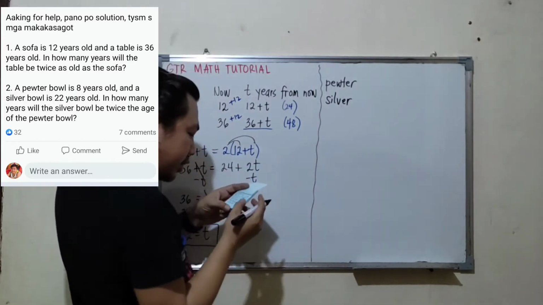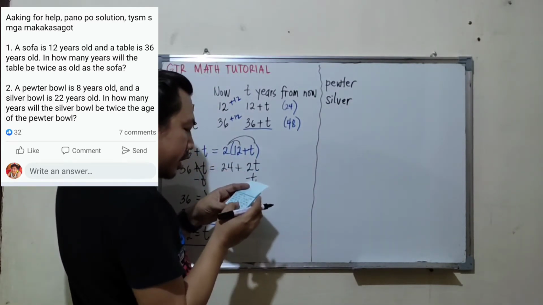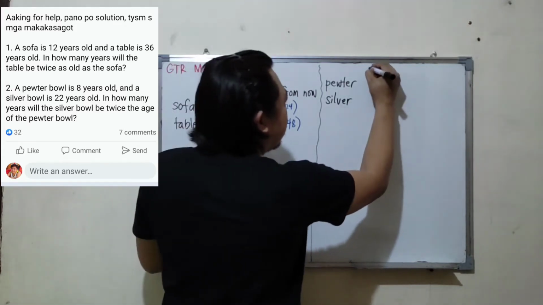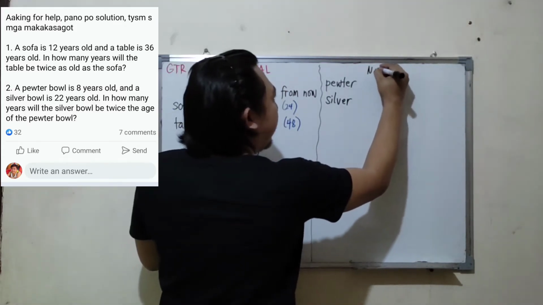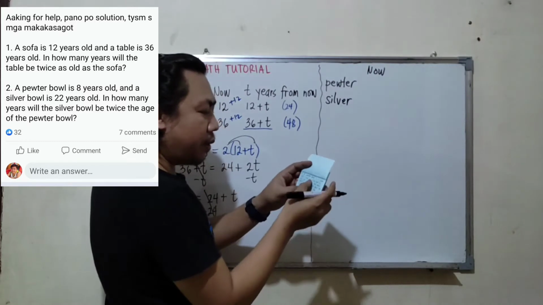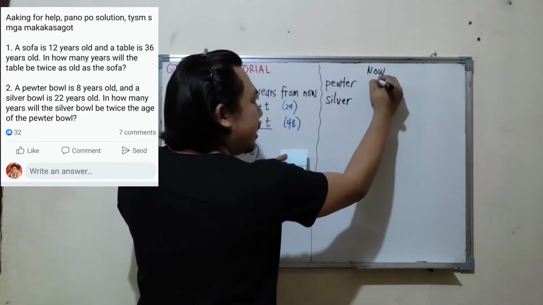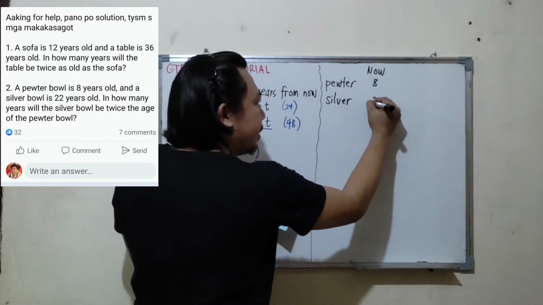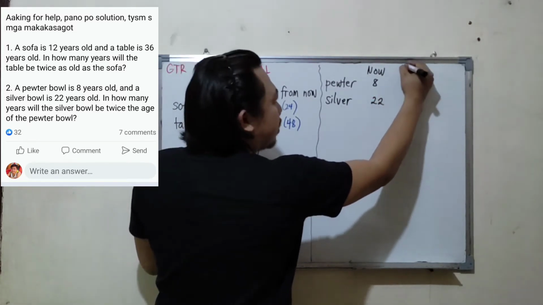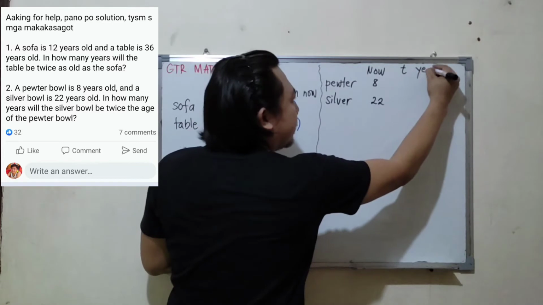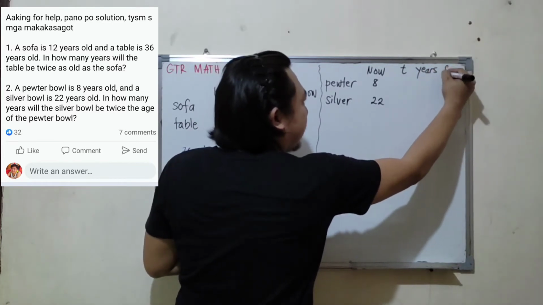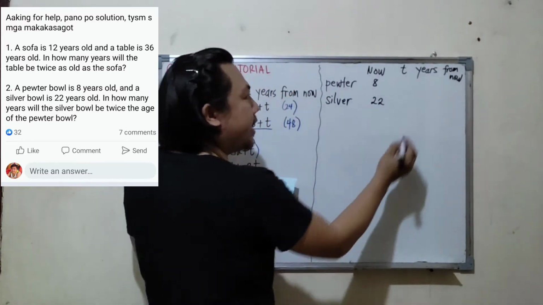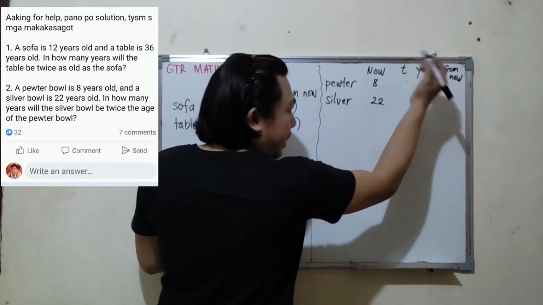So, the question is, in how many years will the silver bowl be twice the age of the pewter bowl? So, same as before. Now, how old are they now? The pewter bowl is 8 years old, and the silver bowl is 22 years old. So, it is still t years from now. Therefore, the expression is 8 plus t or t plus 8.